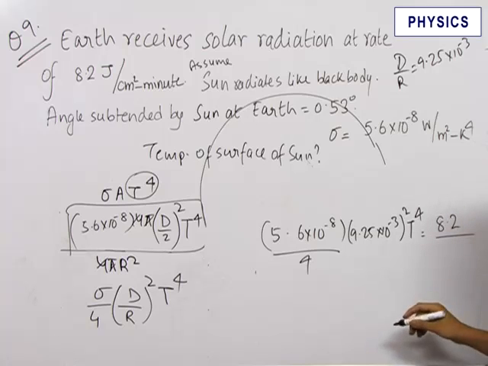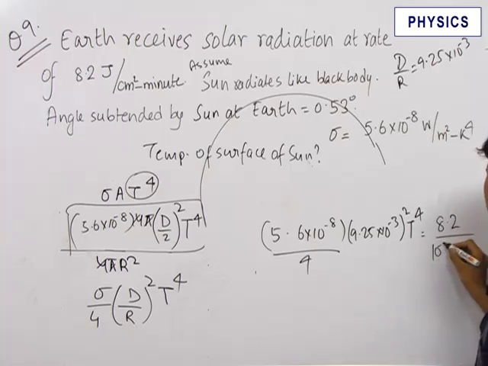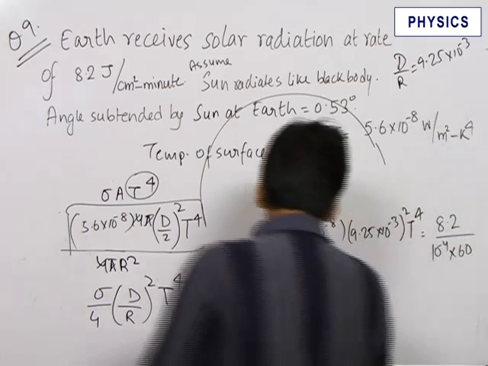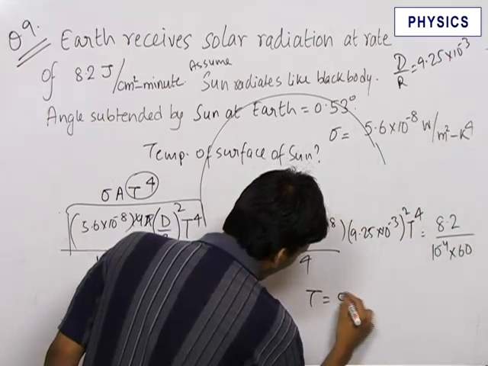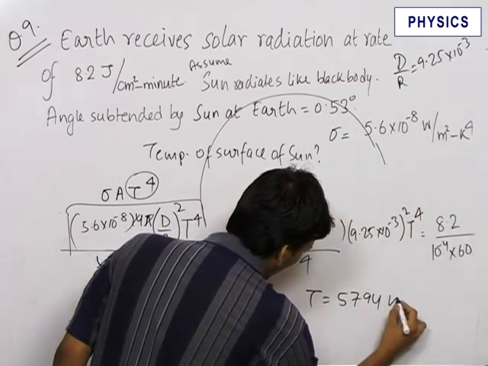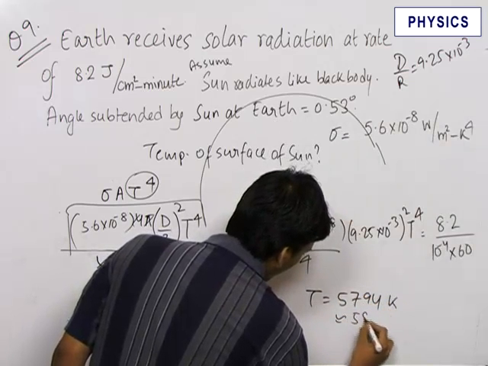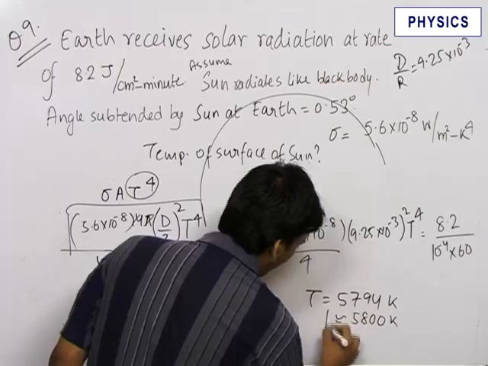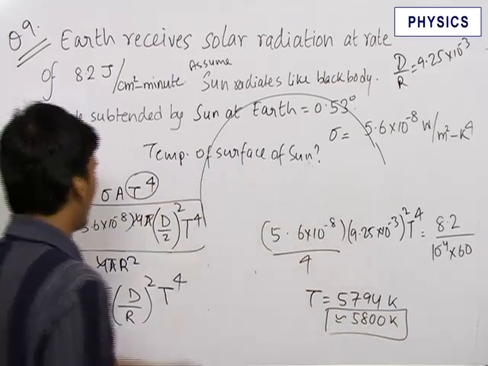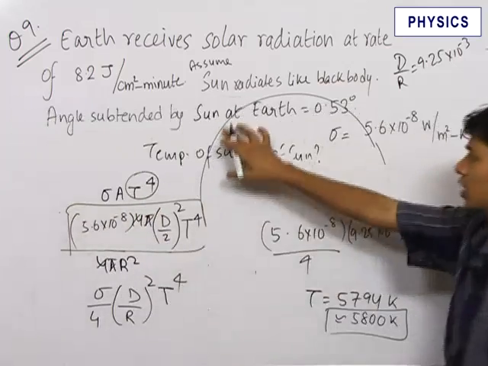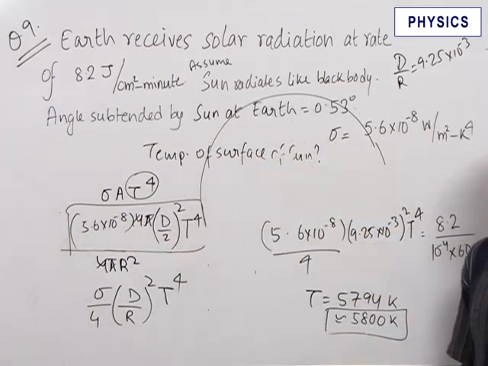8.2 upon centimeter square has to be converted into meter square into 60, because the minutes has to be converted into seconds. Now from solving this, the value of T comes out to be equal to 5794 Kelvin, that is approximately equal to 5800 Kelvin. So by this method we get the answer for the temperature at the surface of the sun to be equal to 5800 Kelvin.